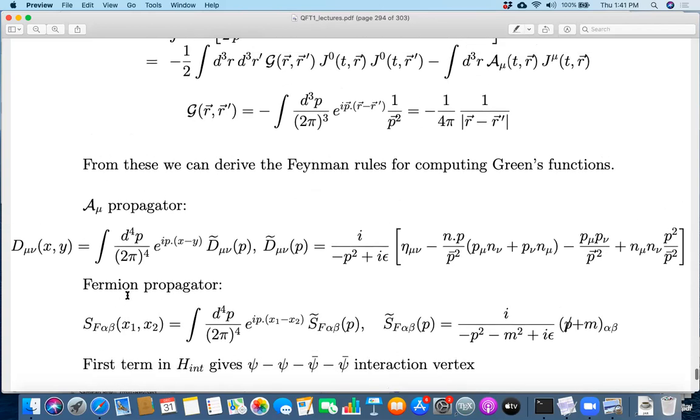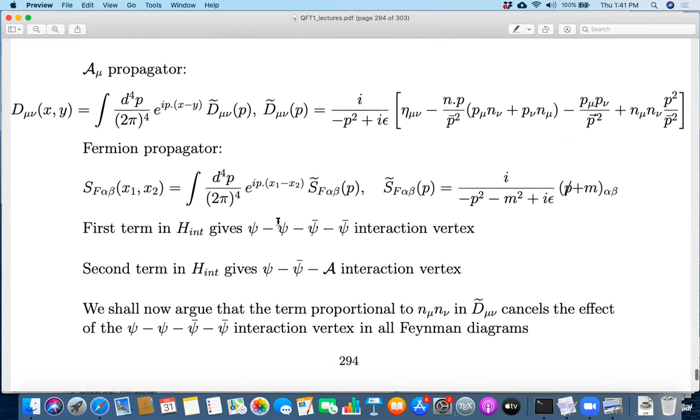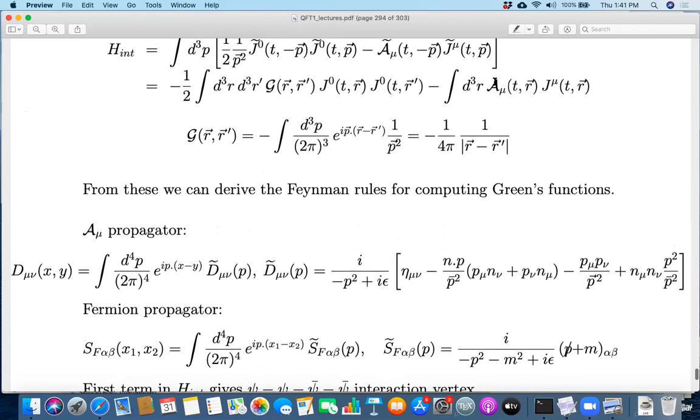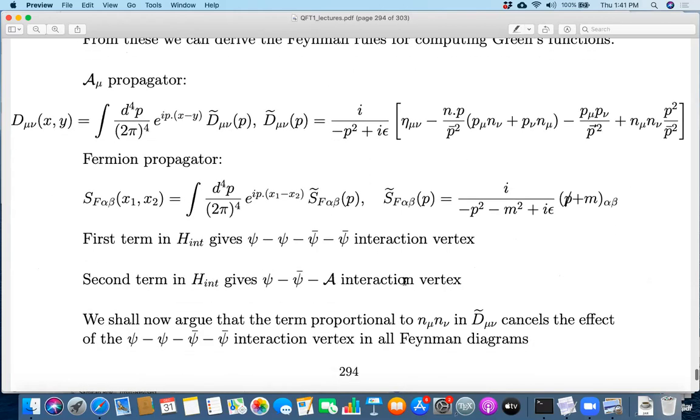And now the interaction terms. The first term in H interaction will give an interaction with 2 psis and 2 psi bars, because this is psi bar gamma naught psi, psi bar gamma naught psi. So this term has 2 psi bars and 2 psis. So that's how it's written here, that this is the psi bar psi interaction vertex. And the second term here has 1 psi bar from J mu and 1 A. So that will give a psi bar A psi interaction vertex. And I'll write down the explicit notation in the Feynman diagram language in the next slide.